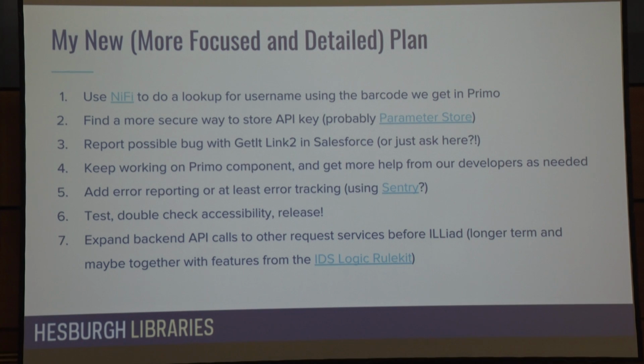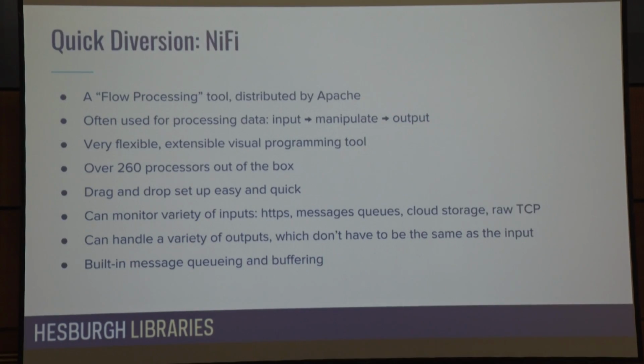The last step, which we've started talking about too, is expanding API calls. So it's not just sending things to ILLiad, but we're in a couple of borrowing consortiums where we can place direct requests. So we may want to query those before we send the request on to ILLiad, because we can get things a lot faster from some of these other systems than through regular ILL service, which still has a lot of manual processing and doesn't have real-time availability lookup. So we send it on to one university, they don't have it, we send it on to another one. And we may look at features from the IDS Logic Rule Kit as well for that.